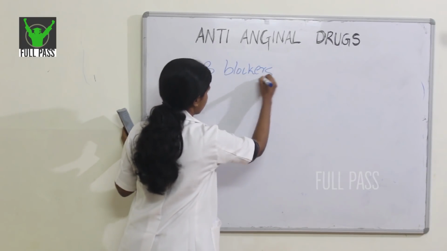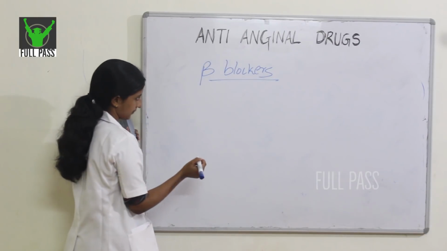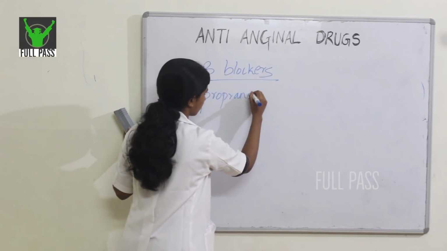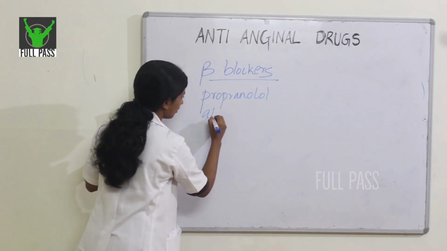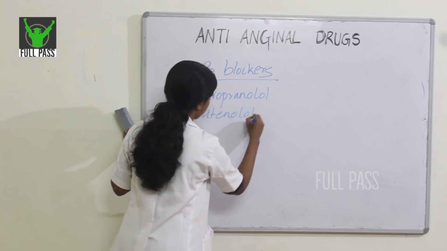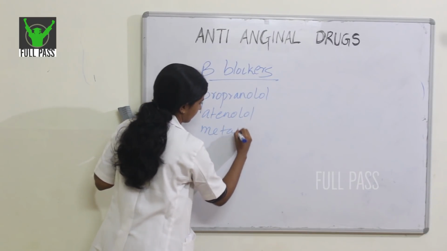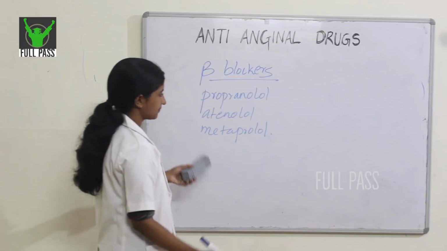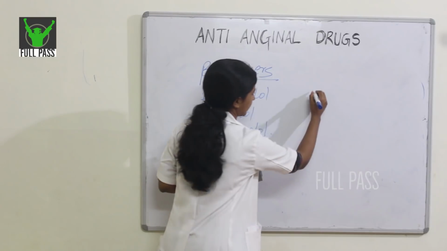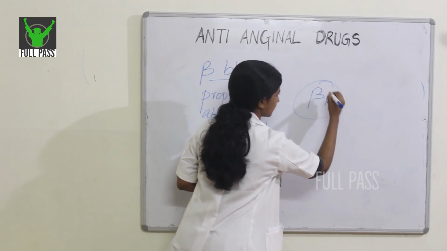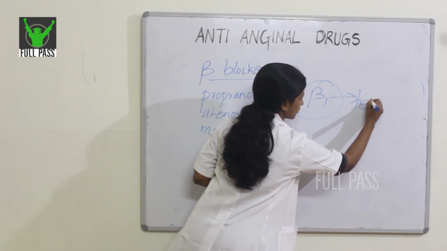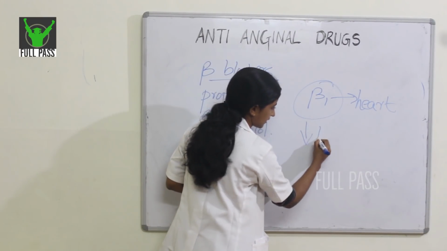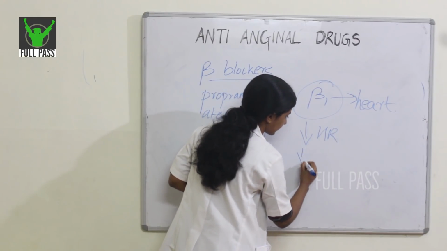Beta blockers are mainly cardiac depressants. So the common drugs we use are propranolol, atenolol, metoprolol. Now what they do is they act on beta 1 receptors, which are mainly responsible for action on the heart, and it brings about a decrease in heart rate and a decrease in contractility.